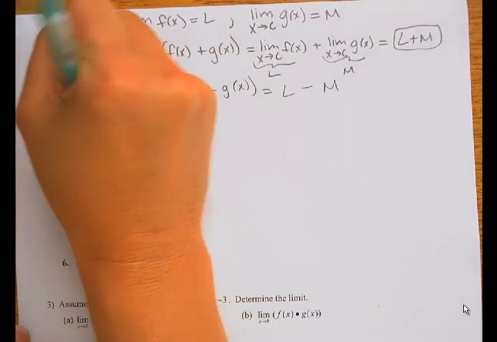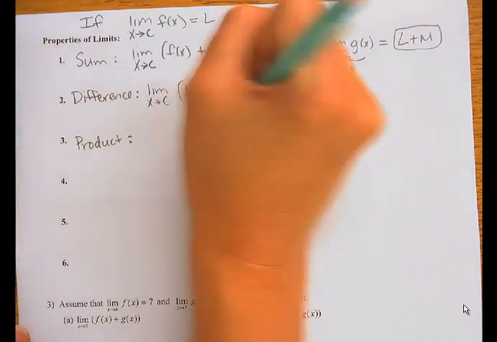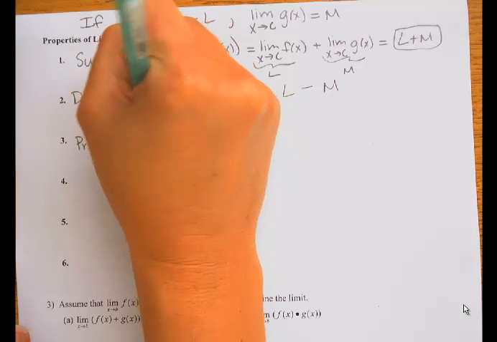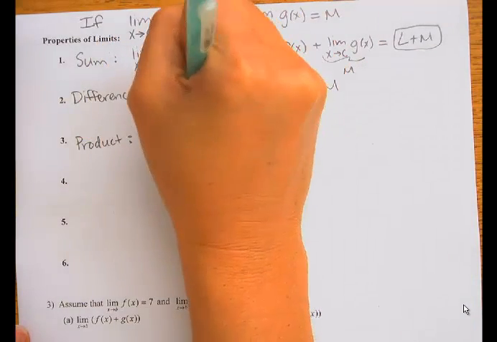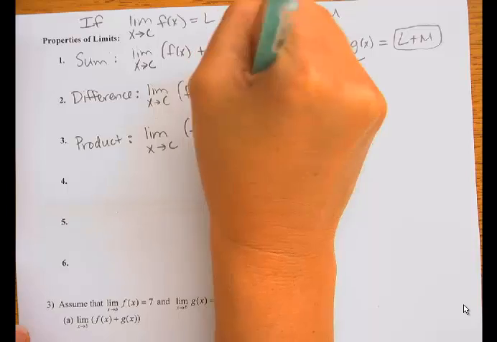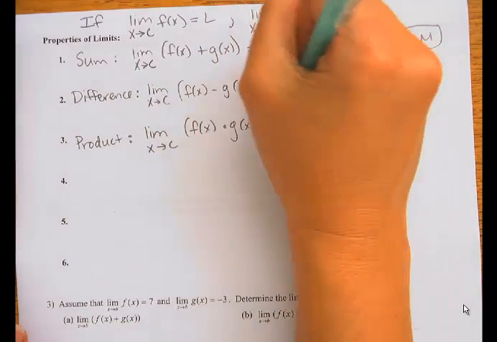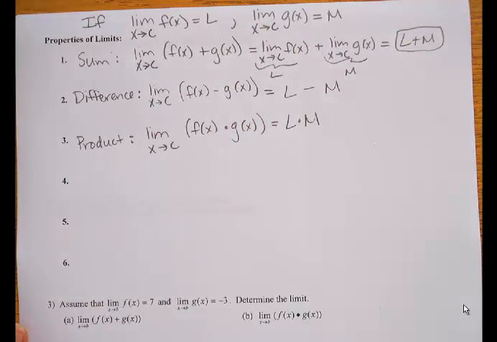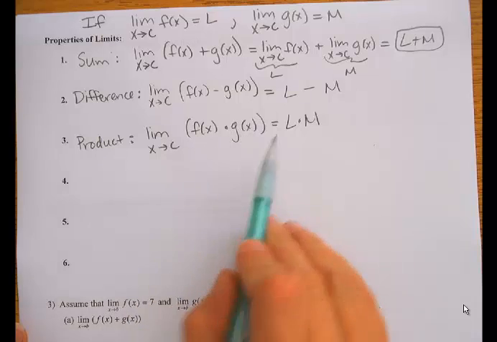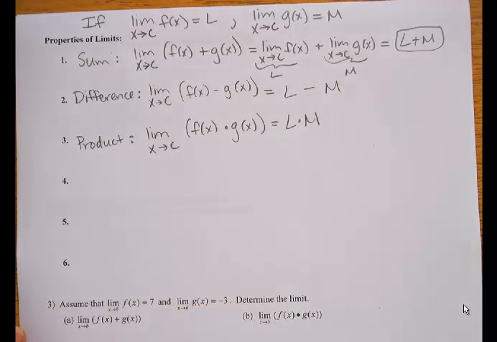If I wanted to multiply, the same would work. So if I had the limit as x approaches c of f of x times g of x, I could find their limits separately and multiply them together. And so I would just be left with the product of the limits. So the limit of the product is equal to the product of the limits.